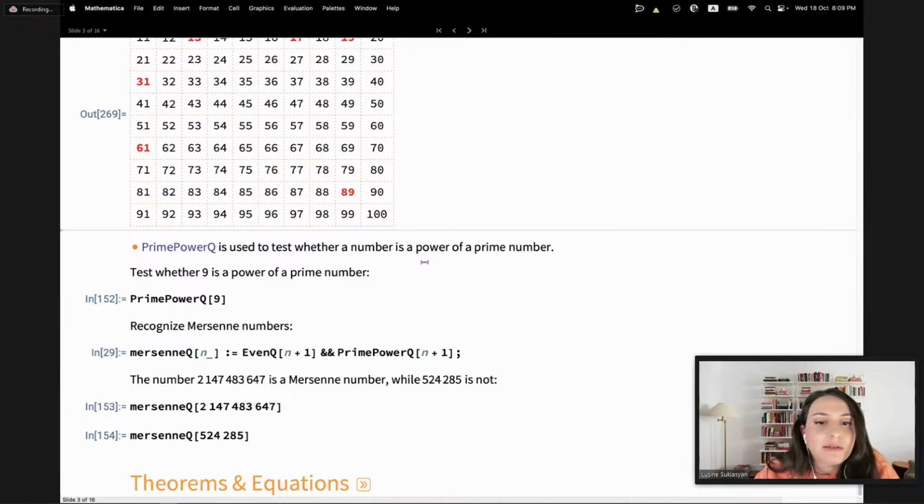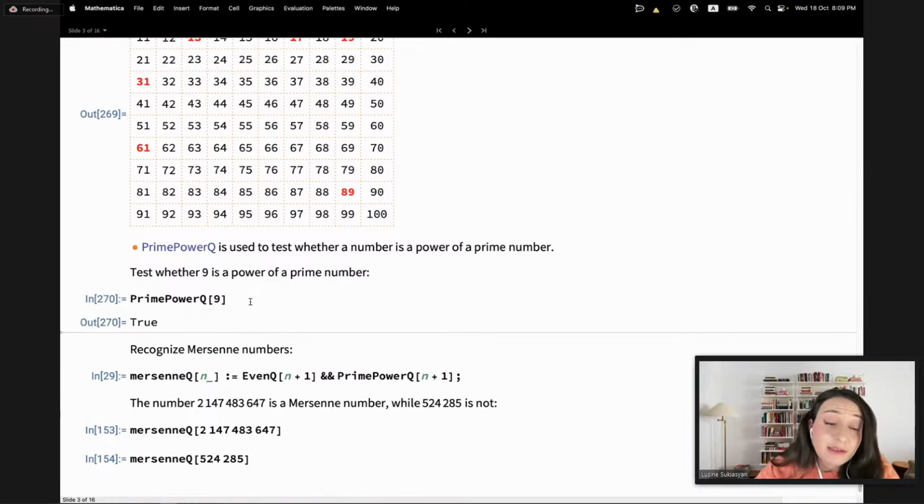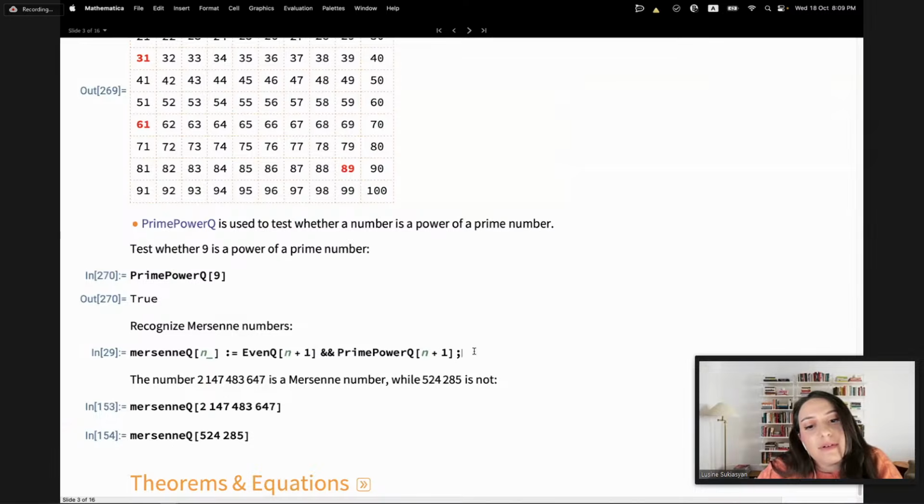PrimePowerQ is, again, a basic function which is used to test whether a number is a power of a prime number. So, for example, we can test whether 9 is a power of a prime number by simply doing this. And yes, 9 is 3 squared. It is a power of a prime number. Or we can write this really cool simple function to recognize Mersenne numbers, because what is a Mersenne number, right? 2 to the power of n minus 1, that should be prime.